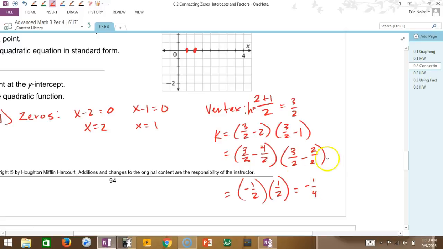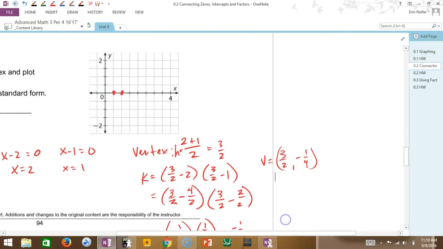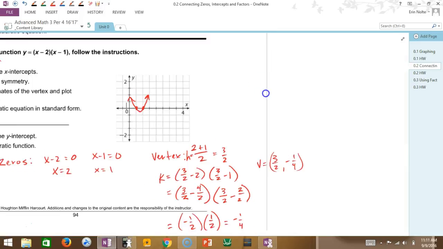Okay, so our vertex we found to be 3 halves and a negative 1/4. Perfect. I can plot that. I'm good. I got this. 3 halves and a fourth. Perfect. Oh, that is good. How do you guys feel? Really good? Oh, good.